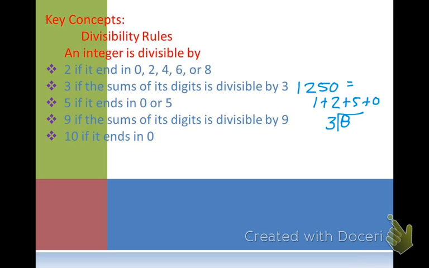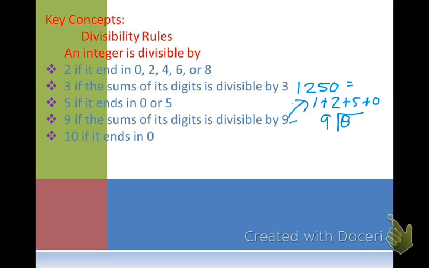And for 5, if it ends in 0 or 5. So any number, huge or small, that has a 0 or a 5 at the end, 5 will be able to go into it. 9, same idea as the 3. If the sum of its digits is divisible by 9. So again, you would add them up like here, and then instead of a 3, you would put a 9. And 9 does not go into 8 evenly, so 1,250 will not be divisible by 9.